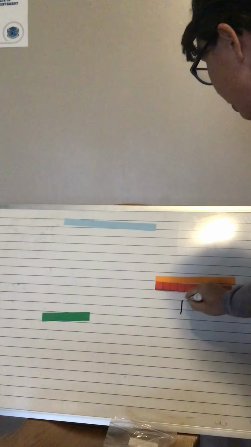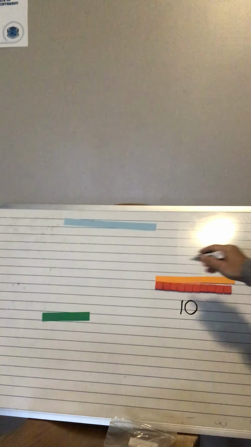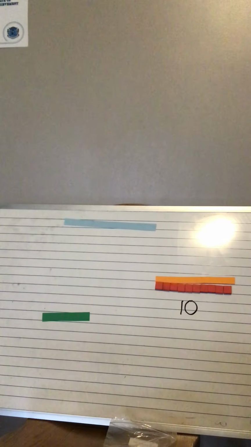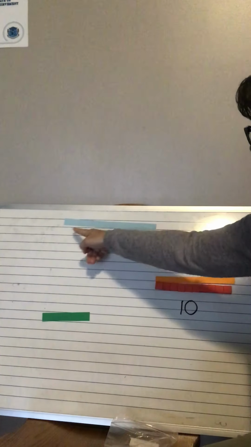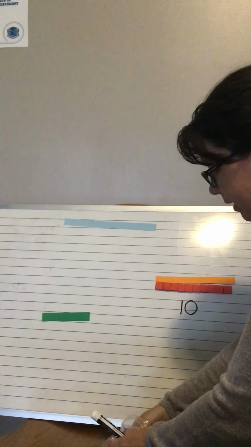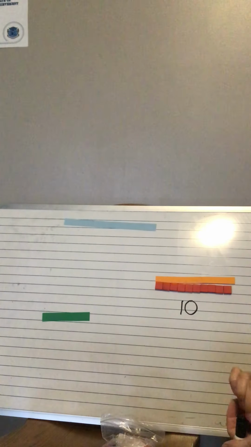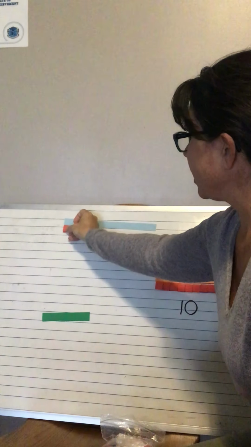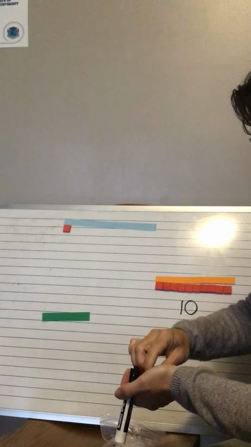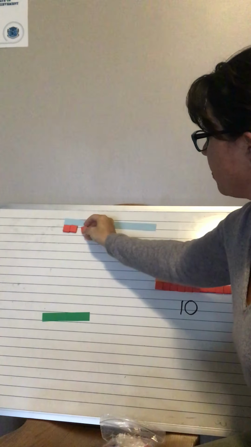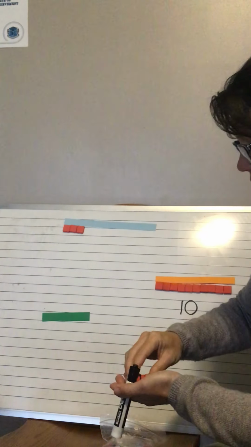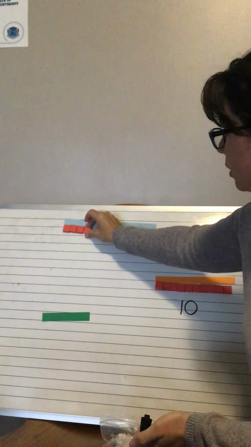Let me grab my marker real quick. There it is. And I can write that down so I don't forget. So the orange line is 10 blocks long. Let's go over to the blue line up here, and I will do the same thing. Measure by lining them up. I start at the edge, and I'm going to add the blocks to measure the blue line.